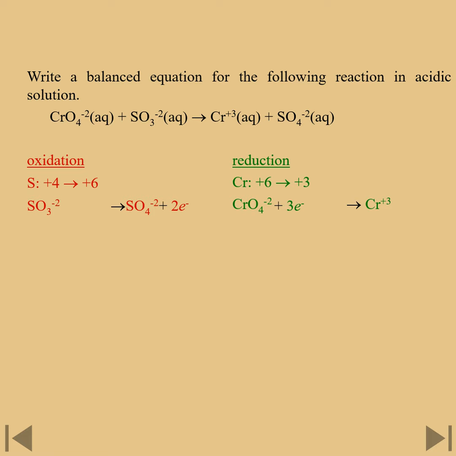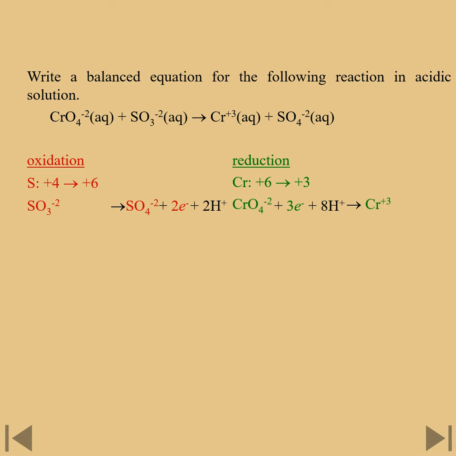On to step 2C, where we add hydrogen ions. This is acidic solution, so we add hydrogen ions to balance the charge. For the oxidation half reaction, I see 2 negatives on the left and 4 on the right. So I'm going to add 2 positives to the right, and that makes it -2 to balance the left. In the reduction half reaction, I have 5 negatives on the left, 3 positives on the right. So it looks like I need to add 8 positives to the left to bring it up to +3 to balance the right.